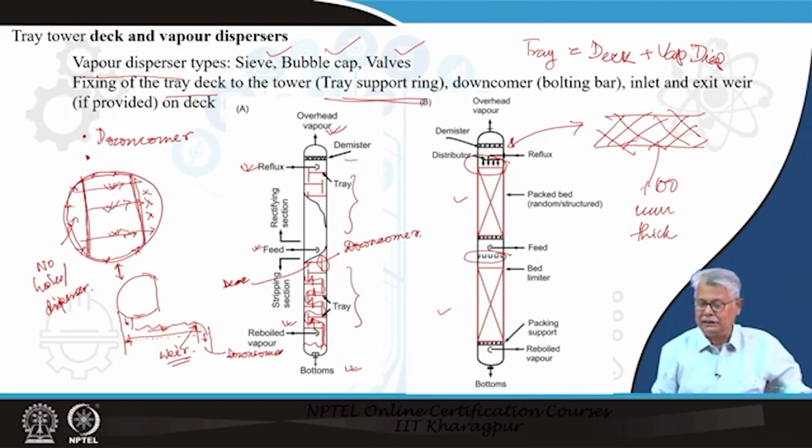In case of a bed, definitely you have to have two more things. You have to support your packing. So, there has to be a packing support, which is usually a grid, and there is a bed limiter also. You have the vapor coming up. Under no circumstance do you want your top bed packing to be thrown off the bed. So, usually you will also have a grid here, or other than a grid, you can often have some bigger size packing here on the top also, so that they do not get lifted, and this acts as the bed limiter.